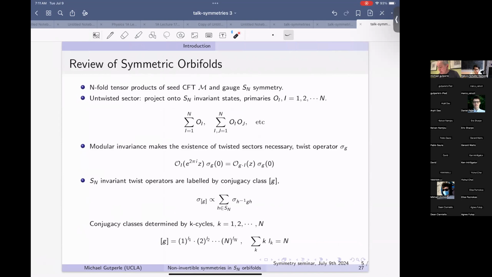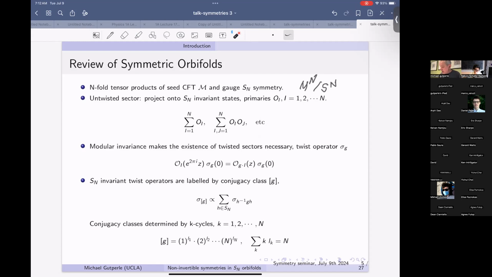So this is sort of the review about the topological defects in RCFT. Now I'll just do like 2 slides, just recalling some facts about the symmetric orbifold. The symmetric orbifold construction is a very useful construction to basically get new CFTs. What one does is one takes an n-fold tensor product of a seed CFT M, and then one mods out, a discrete gauging or an orbifolding with Sn.